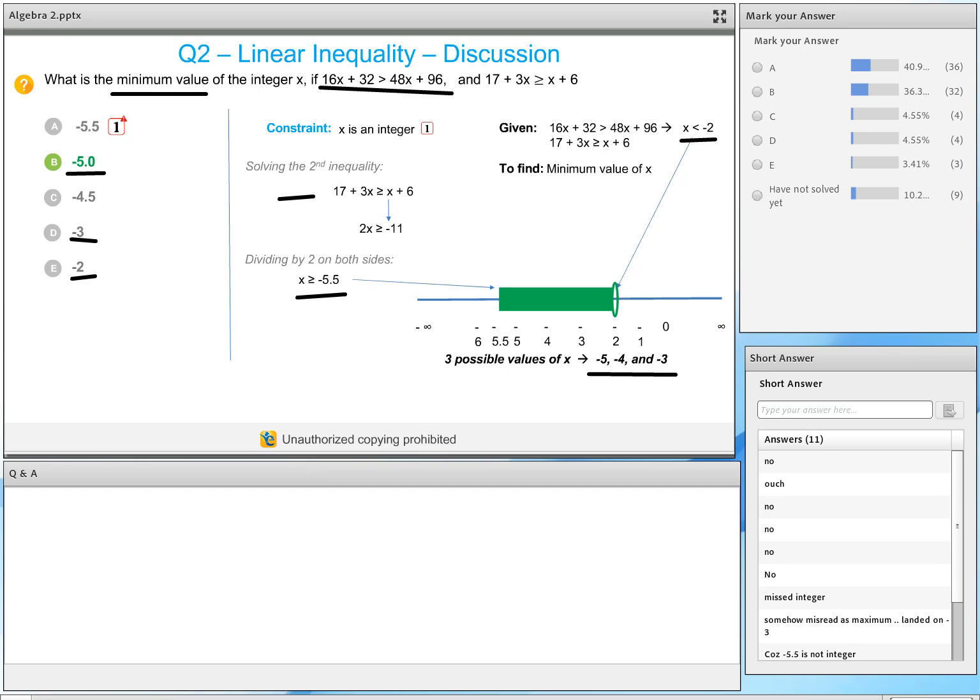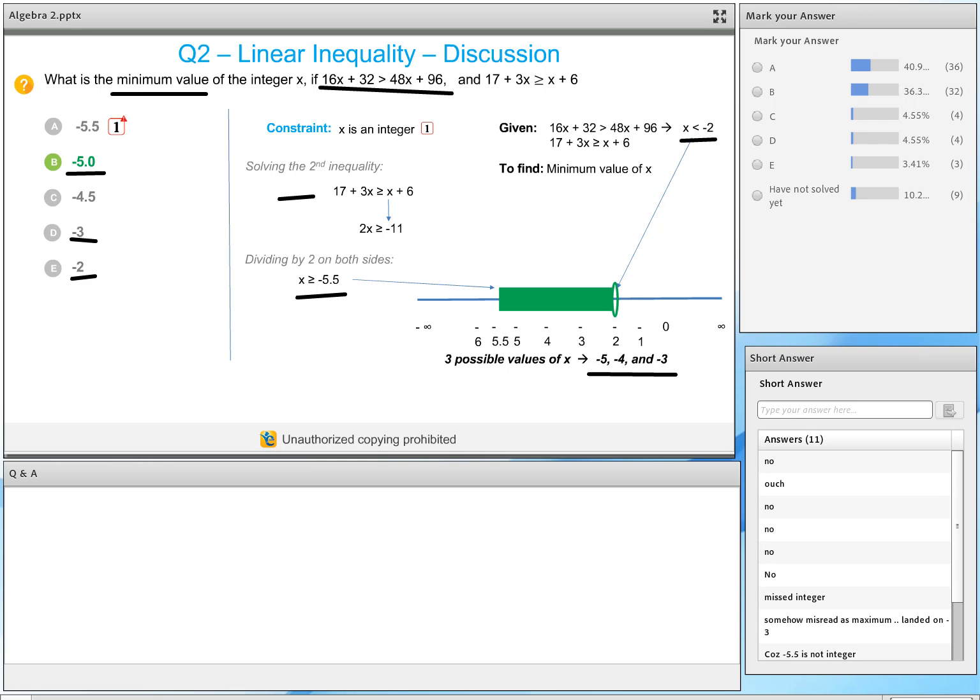Okay. Again, think about it. A number of you got this question wrong, not because you don't know how to solve inequalities. You know how to solve linear inequalities, but you either didn't consider the constraint that was specified or you didn't pay attention to the fact that it was minimum versus maximum.